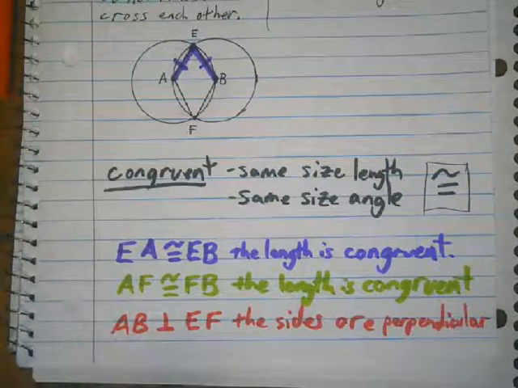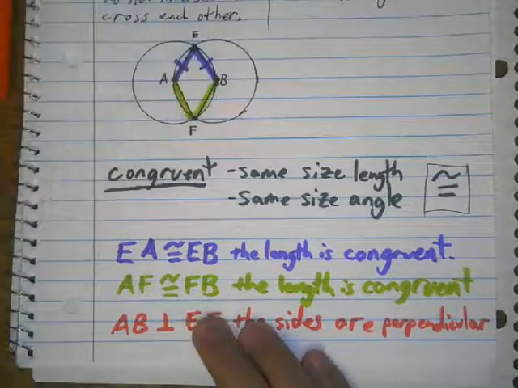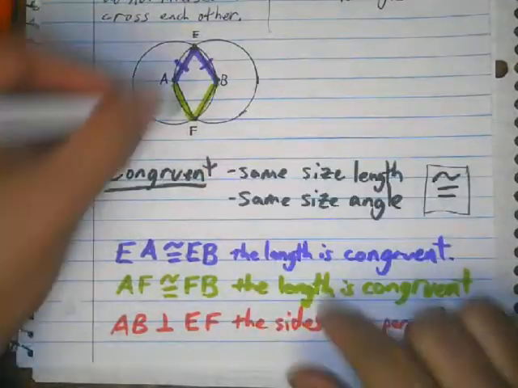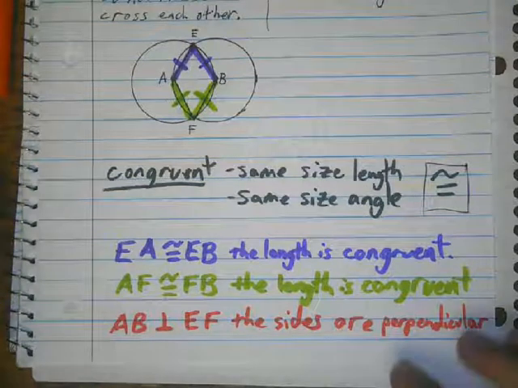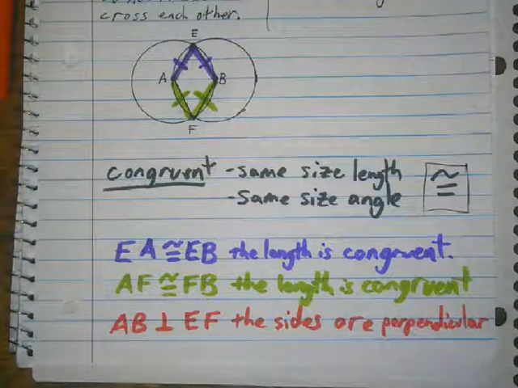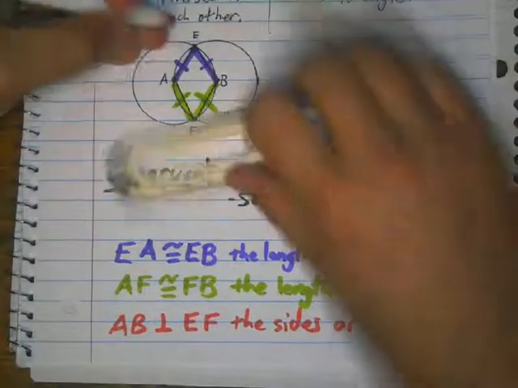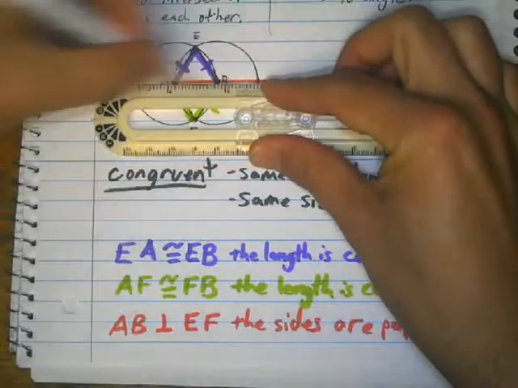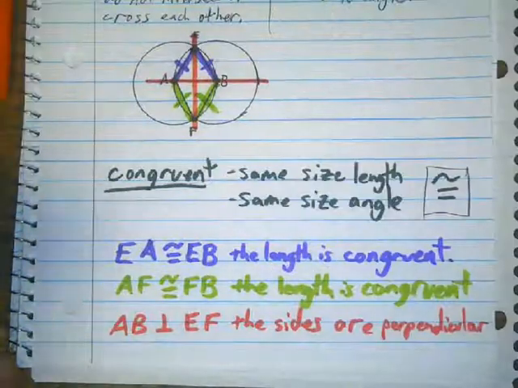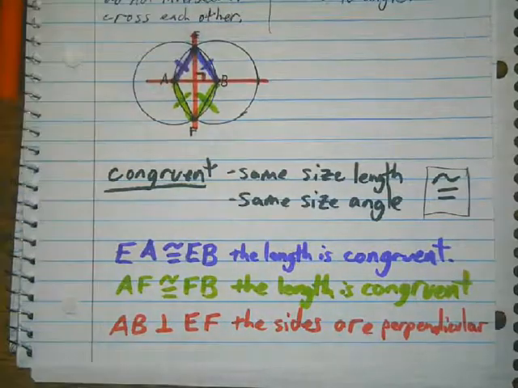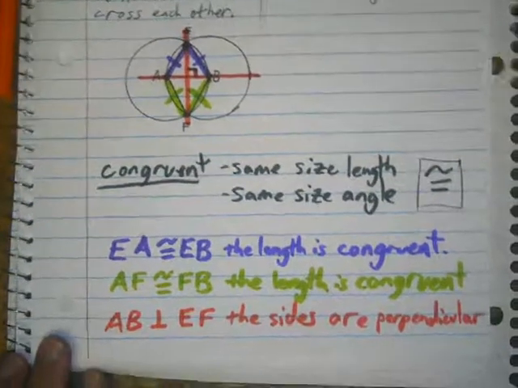Now, A to F and F to B are also the same length. In fact, they're the same length as the purple line, so I can put a single line on each one, indicating that they're all the same length. And if I was to draw a line between A and B and E to F, we would have these red lines drawn, and they would make a 90-degree angle. If you need to hit pause, please do, and copy this down.